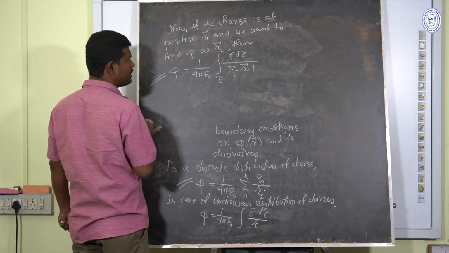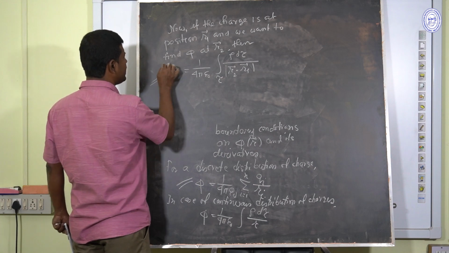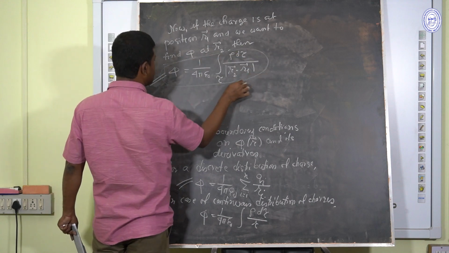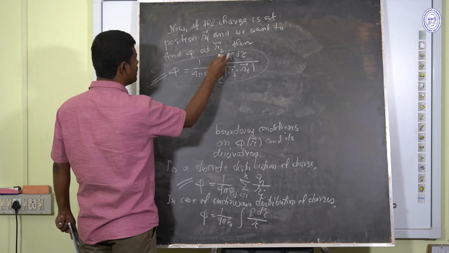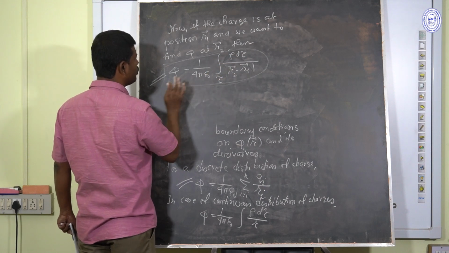Now, with the help of Green's function, we will show that the solution of Poisson's equation can be written in this form: phi equal to 1 by 4 pi epsilon 0 integration of rho d tau by mod R2 minus R1, integration over the volume tau.